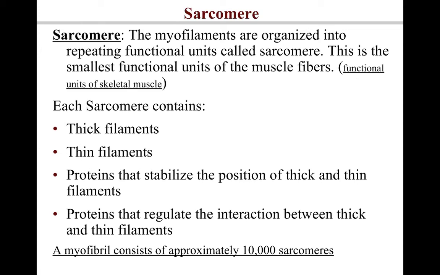The sarcomeres are made up of thick filaments, thin filaments, proteins that stabilize the position of thick and thin filaments, and proteins that interact with the thick and thin filaments. A myofibril consists of about 10,000 sarcomeres. So you can understand how many sarcomeres are doing the task. If there are 10,000 in one myofibril, you can calculate how many sarcomeres are present in one muscle.